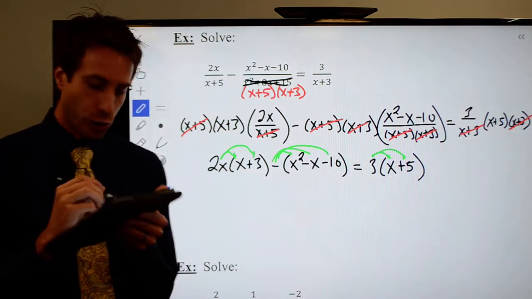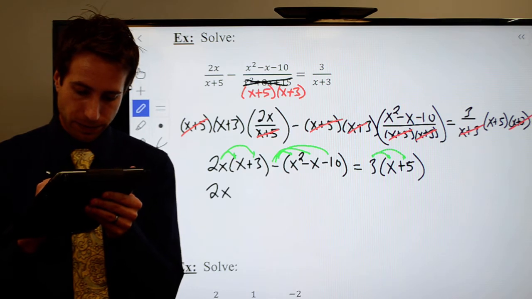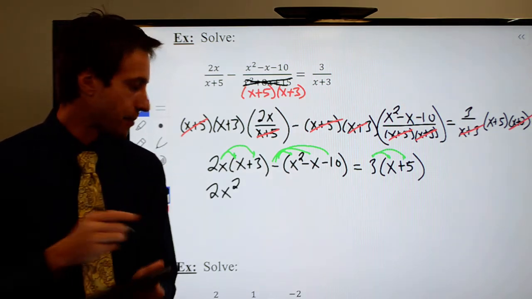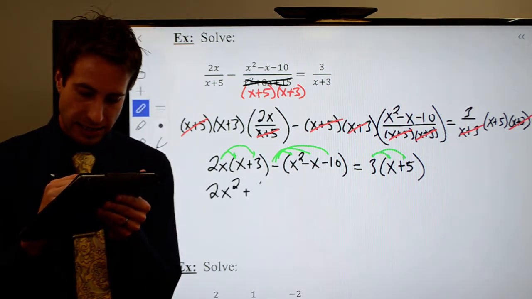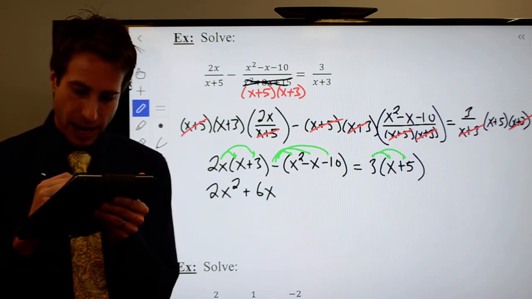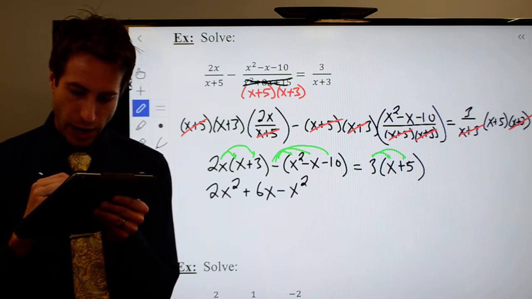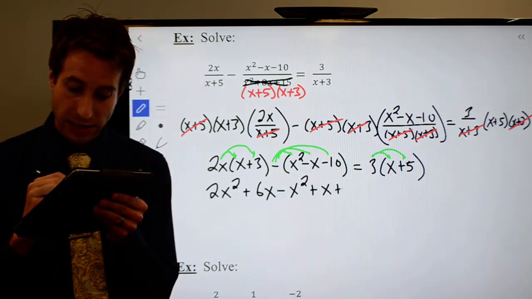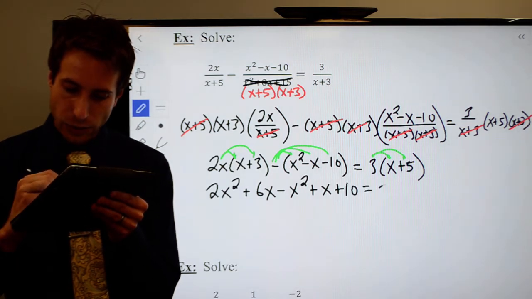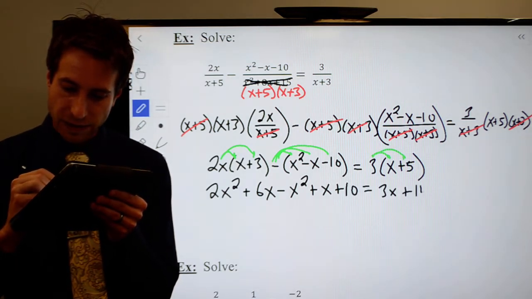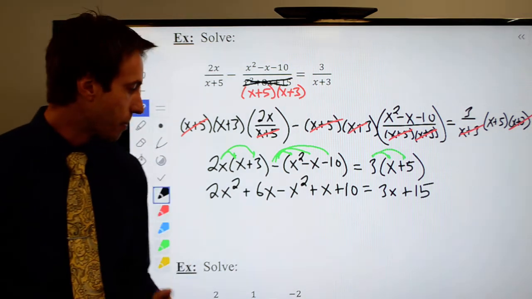Anyway, that gives me 2x squared. And 2x times 3 would be plus 6x. Distribute the minus sign, so a minus x squared plus x plus 10 is equal to 3x plus 15. Awesome, here we go, combine like terms.